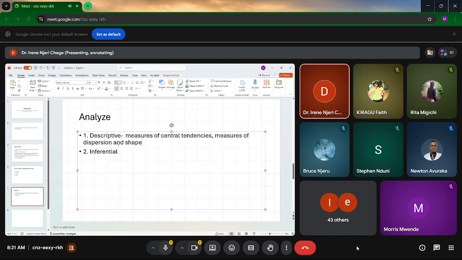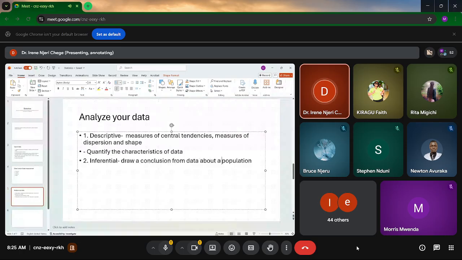But inferential statistics draws a conclusion from the data about the population. Because you have sampled, it draws the conclusion from data about a population. You have got 3,000 students. You're not going to interview 3,000 students. You're probably going to interview maybe 200 students. You're going to use those 200 students to make a conclusion about the 3,000 students.